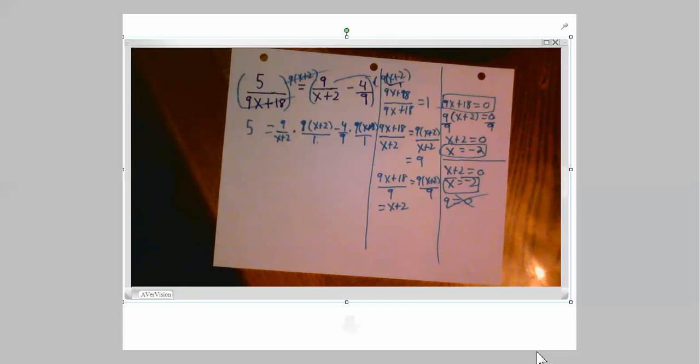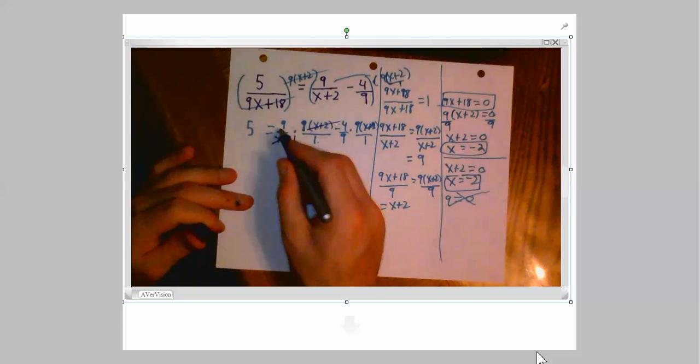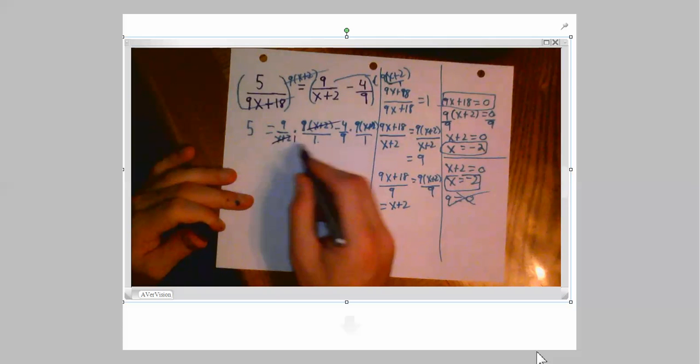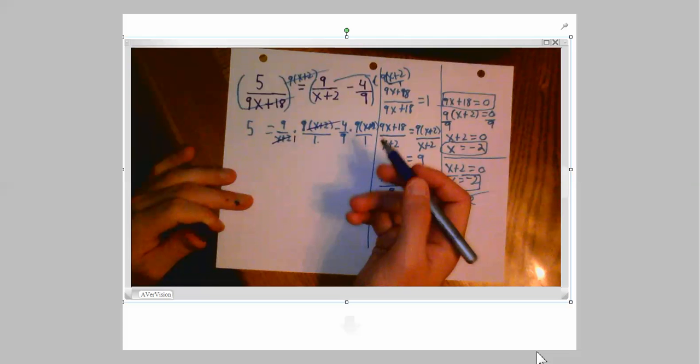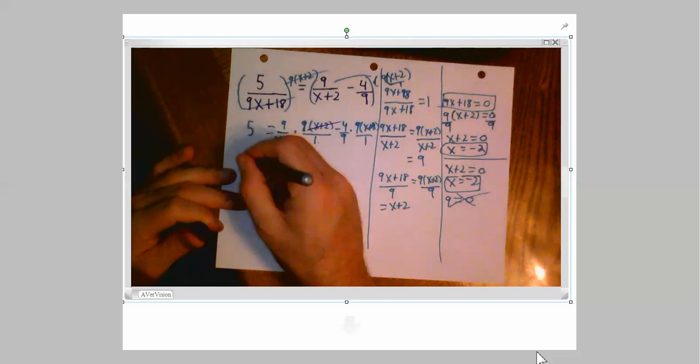Now things start to simplify nicely. The x plus 2 cancels with the x plus 2. I'm left with a 1 down here. 9 times 9 is 81. 1 times 1 is 1, and 81 divided by 1 is just 81. So I'm going to have 5 is equal to 81.